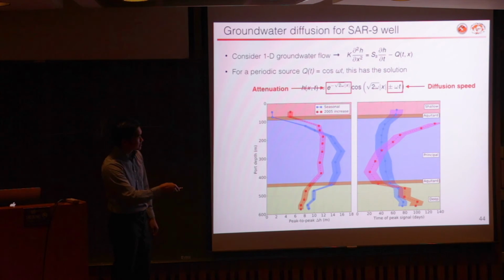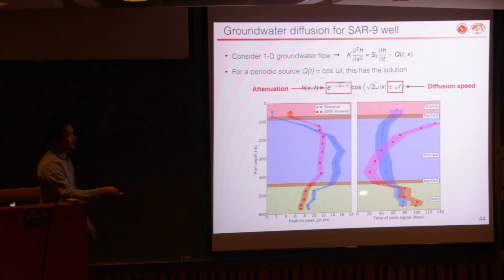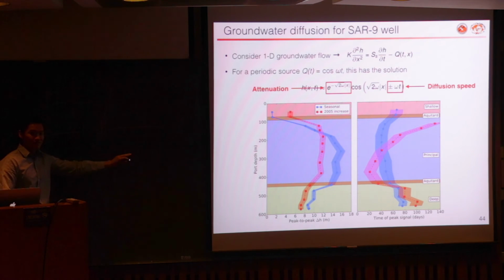You can see that for the seasonal signal, it diffuses very quickly, whereas for the lower frequency uplift increase, it diffuses much more slowly. So this will become very important when we interpret short and long-term ground deformation.